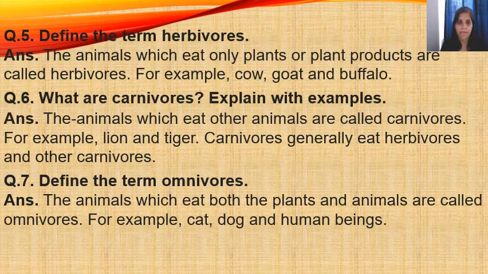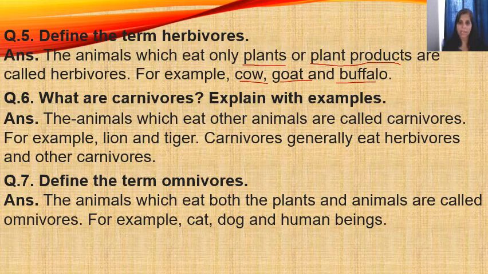Question number 5. Define the term herbivores. The animals which eat only plants or plant products are called herbivores. That means they are completely dependent on plants or plant products. The examples are cow, goat, buffalo. Clear? Next question. What are carnivores?